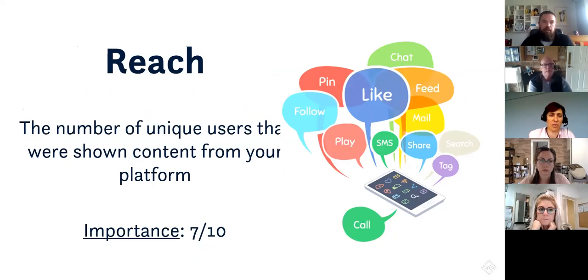So reach: the number of unique users that were shown content from your platform. This is an easy one for users to get their head around on Facebook and Instagram. It's one of the first things you see in both their analytics, and it sort of combines your engagements and your shares, and shows you what has happened after that. So like I said, someone likes your post, there's a 20% chance that their friends will see that post and then like it.